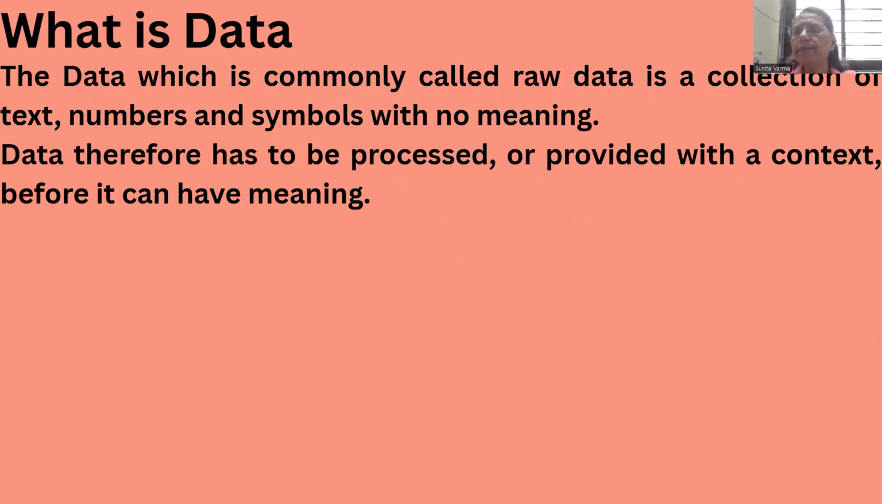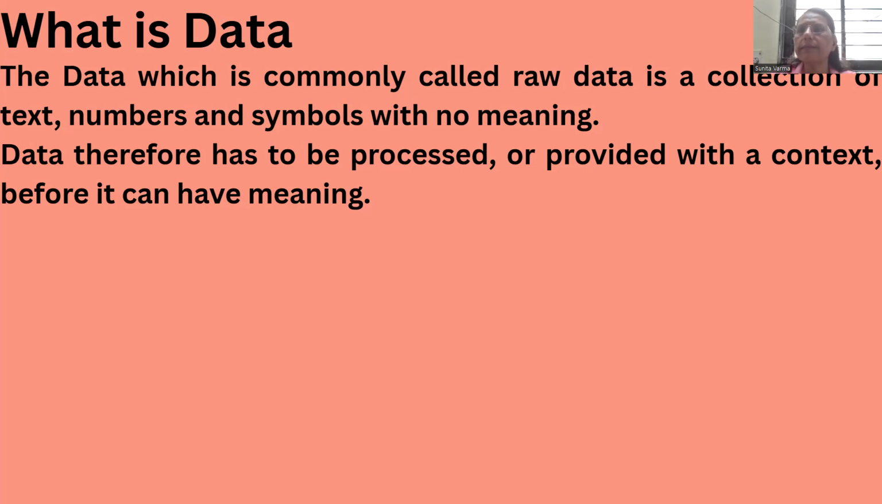One term that comes up when we talk about the computer is data. So what is data? Data is commonly raw data, and it is a collection of text, numbers, symbols, etc., with no context associated, so there is no meaning to that data. To add context to the data, it is required to process the data so it becomes meaningful.